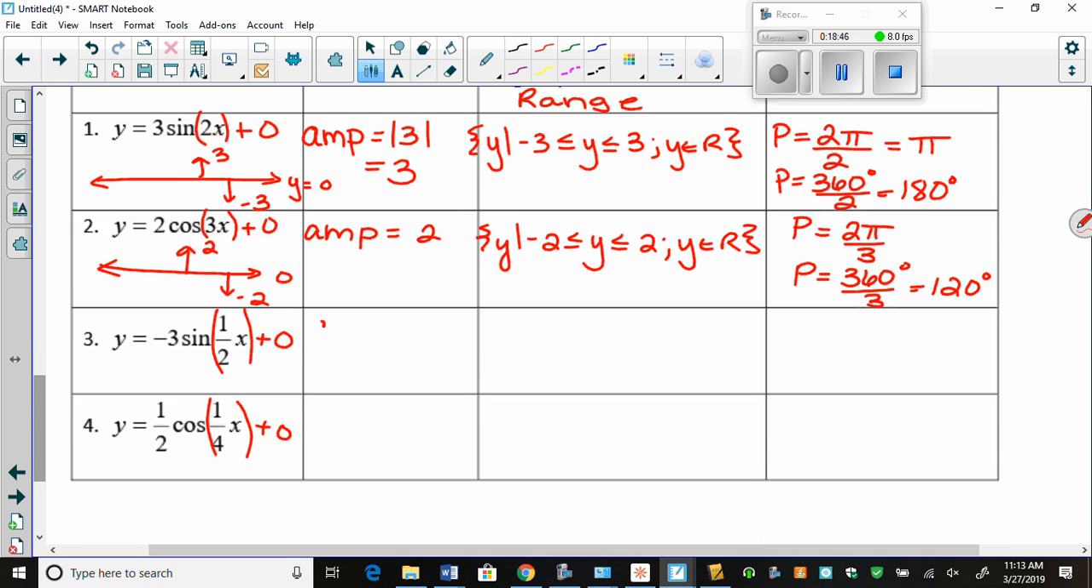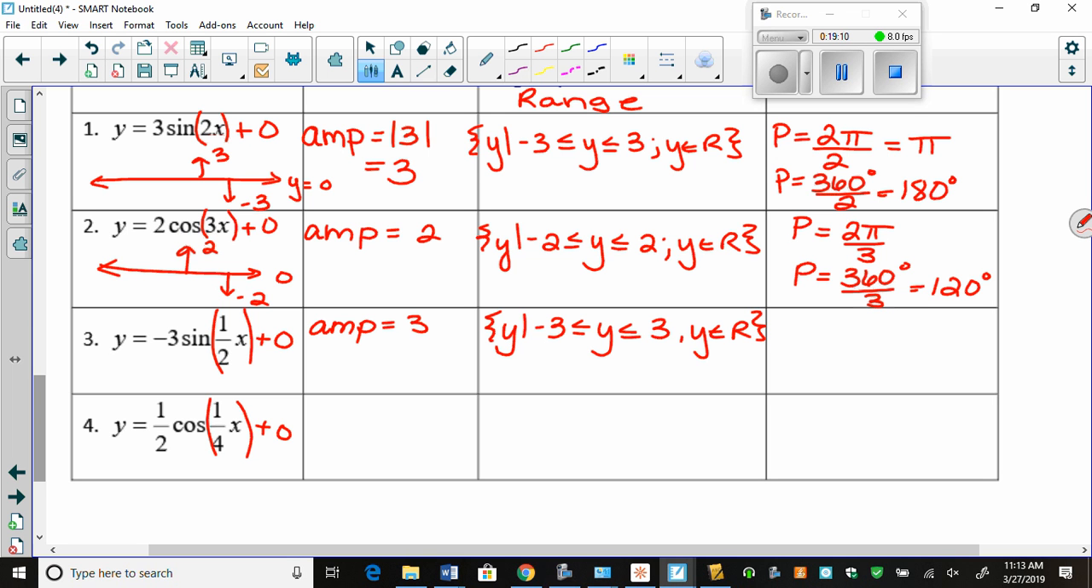This one, my amplitude is 3. Your amplitude is never negative. It's a distance, right? So it can't be -3. Don't pick that answer. If it says, let's determine the amplitude on your diploma, and one of them is negative, you just cross it off because it can't be. Easy. This one goes up 3, down 3. So it's going to be -3 is less than or equal to y is less than or equal to 3 y-er.